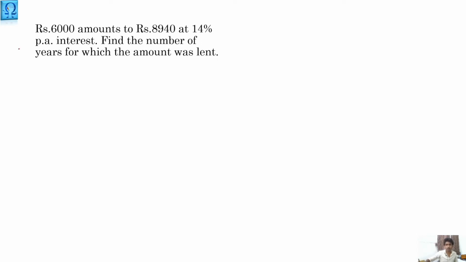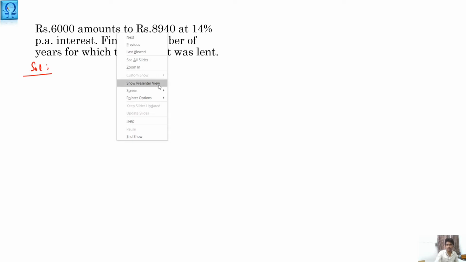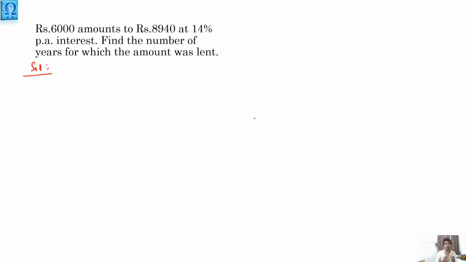See, here in this problem, what is given? Rupees 6,000 amounts to rupees 8,940. Okay, so initially I had 6,000 rupees. If I write something in red, it is a part of the problem, and if I write other things in another color, it means they are the ideas used to solve this problem. They are not part of the solution. It is just for your understanding.